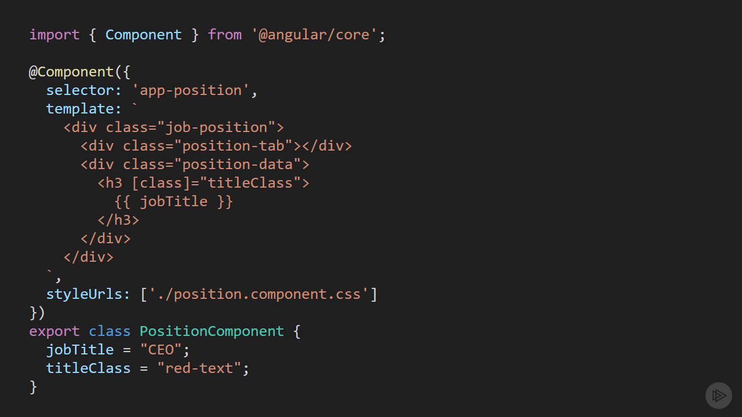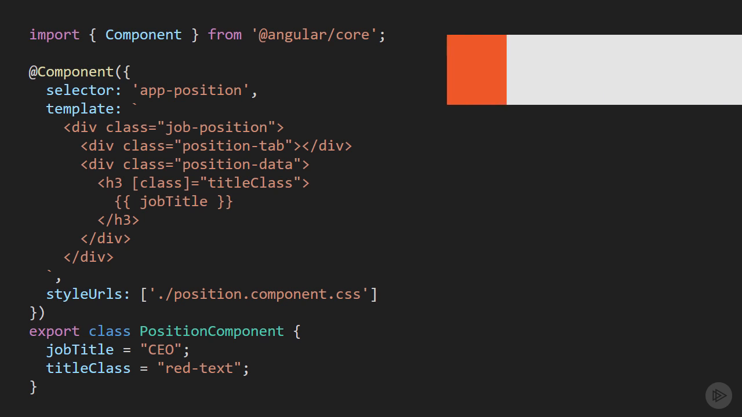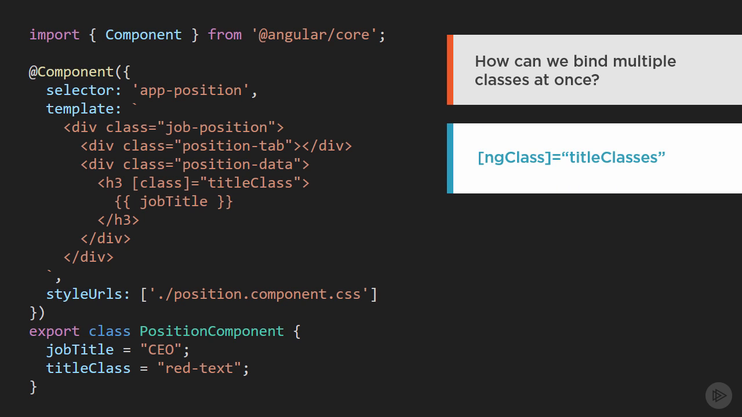So that lets us work with one class, but what if we wanted to work with multiple classes? How can we bind multiple classes at once? Well, instead of using the class binding, there's a special directive built into Angular called ngClass, and we can bind to that. And let's see what that looks like.